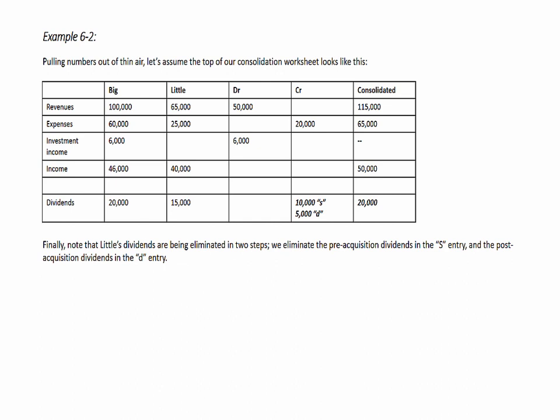Finally, I want to note that Little's dividends are being eliminated in 2 steps. We eliminate the pre-acquisition dividends in the S entry. So there's that $10,000 credit to the dividends row with the S next to it. The $5,000 of post-acquisition dividends, those will be eliminated in the D entry. So Little's entire dividends are being eliminated, but it's being eliminated in 2 steps.